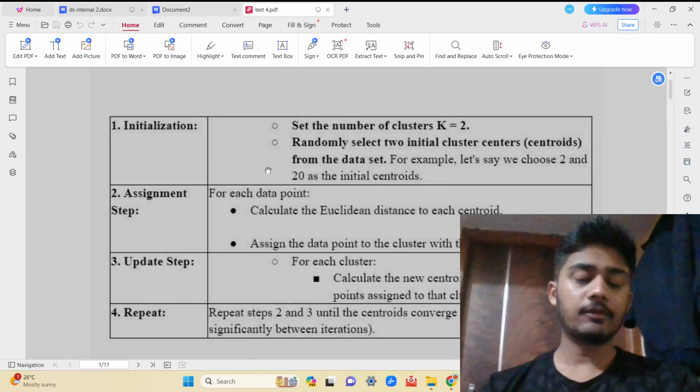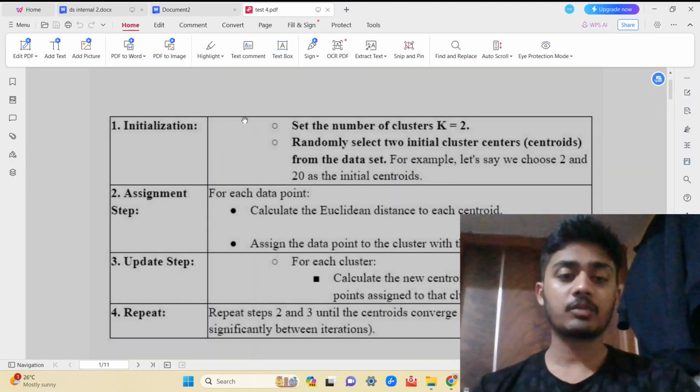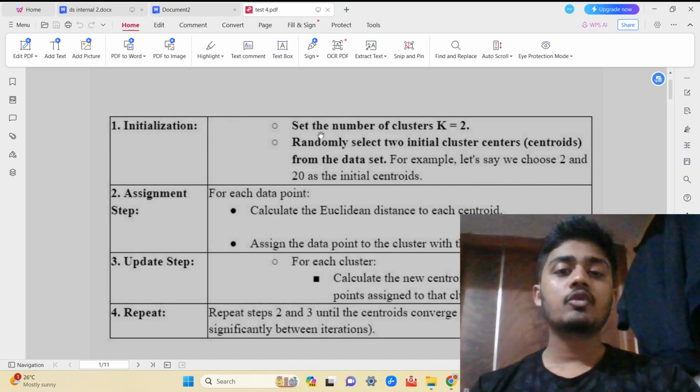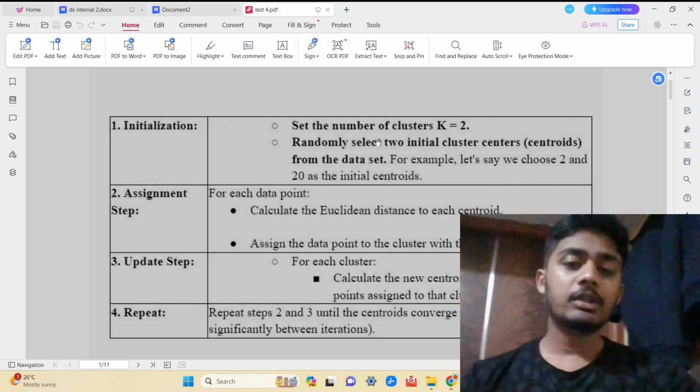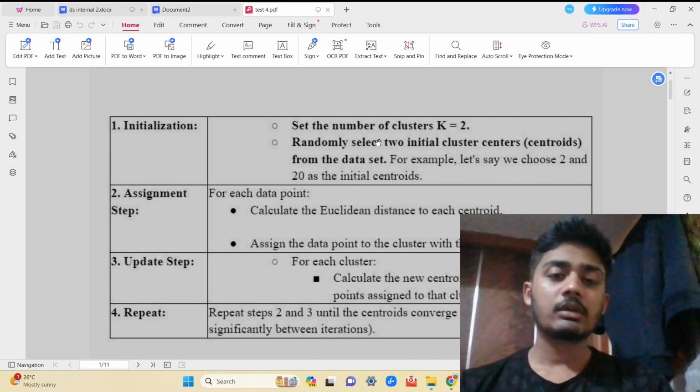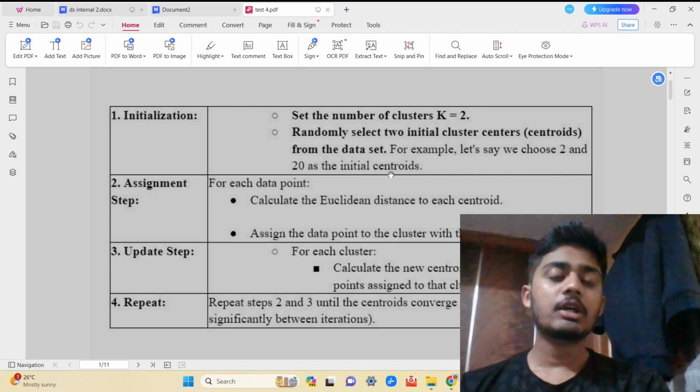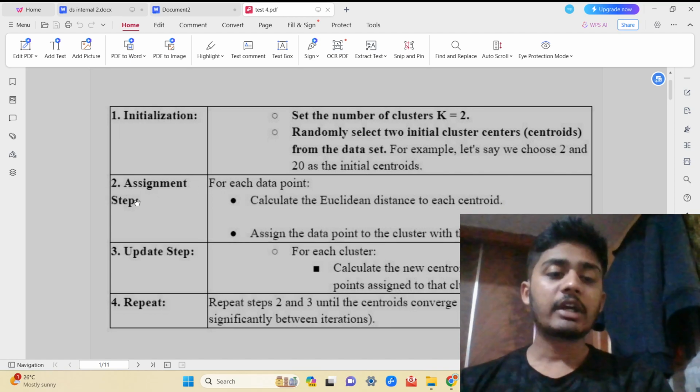Now, here is the solution for this question. First is initialization. Since k is equal to 2 in the question, we first have to randomly select two initial cluster centers. We can randomly select any two points from the data set. So for example, let's say we choose 2 and 20 as the initial centroids.